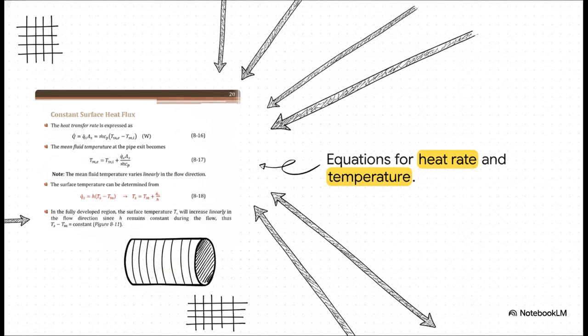You basically just take your heat flux, multiply it by the surface area to get your total Q, and boom, you can easily solve for the exit temperature. It's clean, it's linear, and it's super approachable.